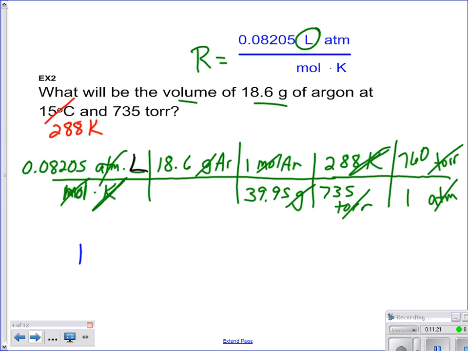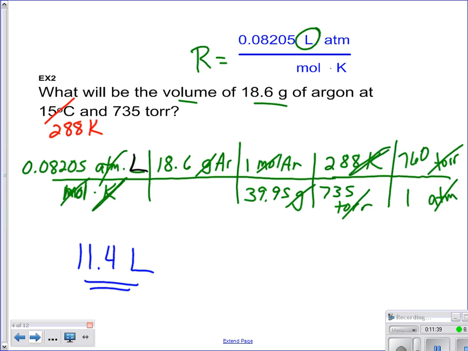I'm going to write it down. Let's see if they get this. Okay, am I right? Anybody else get that one? Okay, lots of head shaking. So 11.4 liters is what you should come up with on this.